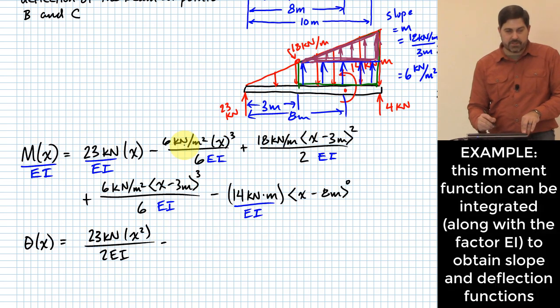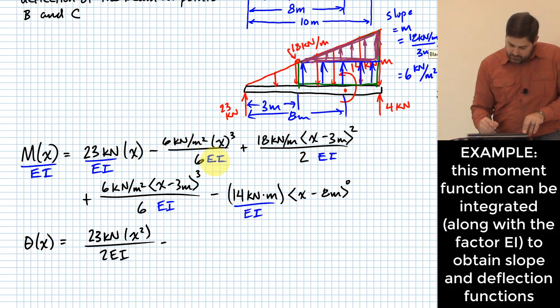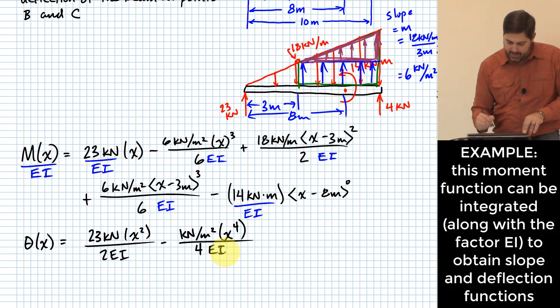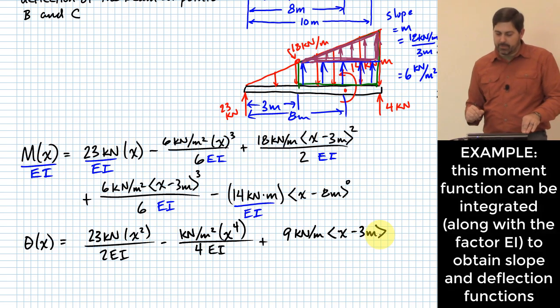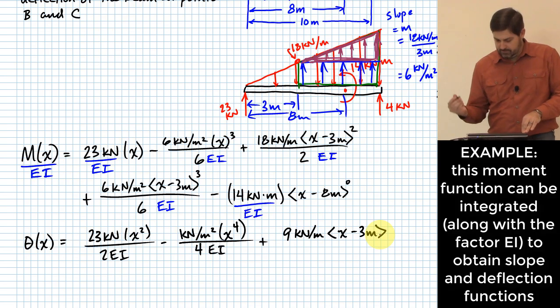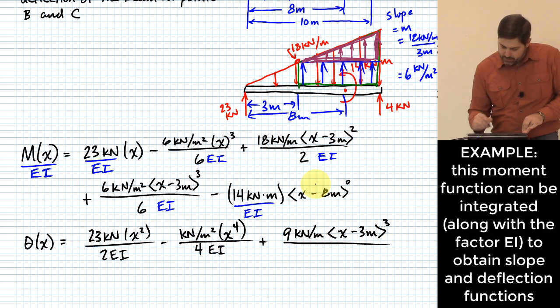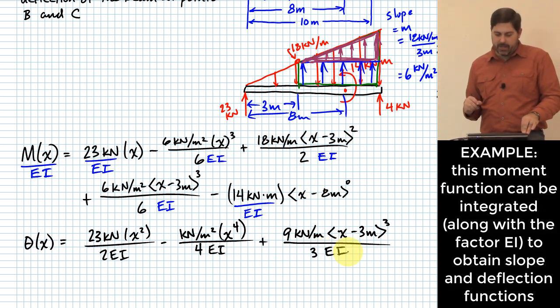I guess those 6's cancel out, right? So this would basically just be, I'll keep the units in there, kilonewton per meter squared, x to the 4th, divided by the new exponent, 4, keep my EI in there as well. Then what? Plus 18, okay, 18 divided by 2 gives me 9 kilonewtons per meter. Here we have x minus 3 meters. What do I do with my exponent of that? Increase it by 1, divide by the new exponent, right? So that gives me 3EI. What about my next term?